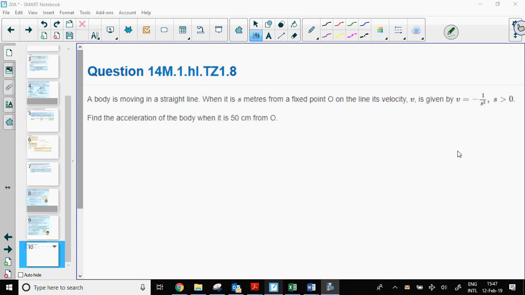Here's a wrong answer. The wrong answer is to say, okay, this is a negative s to the -2. So we take the derivative of that. That gives me an acceleration of 2 s to the -3. Put in 50 into that, because 50 centimeters, and that's s, so that's position. Great. So that's 2 over 50 cubed.